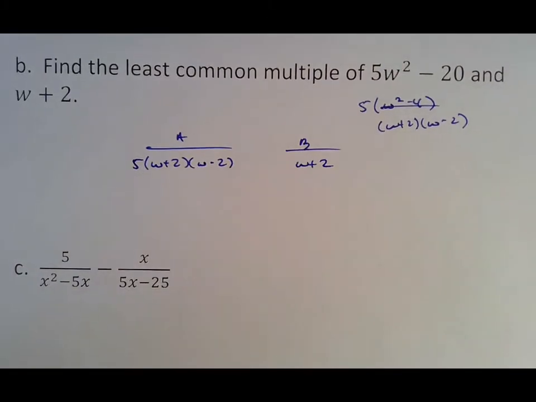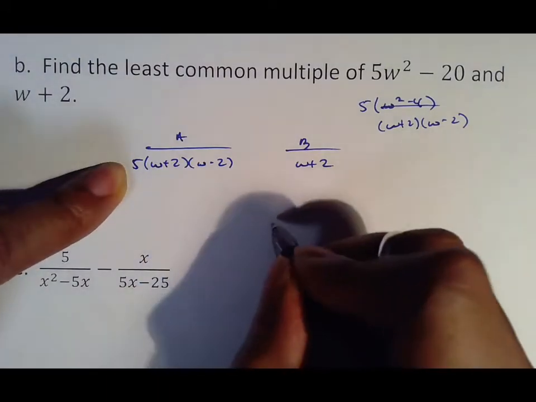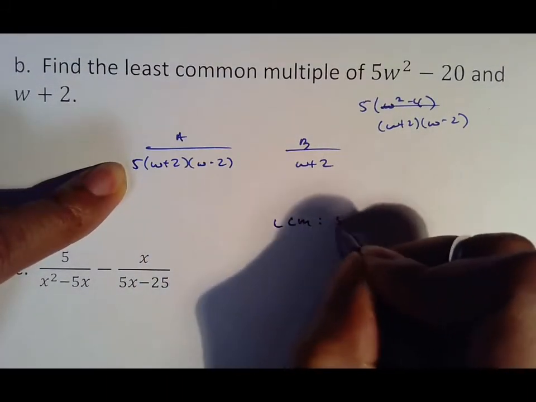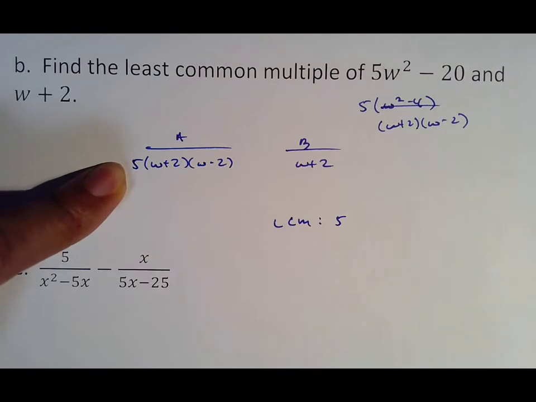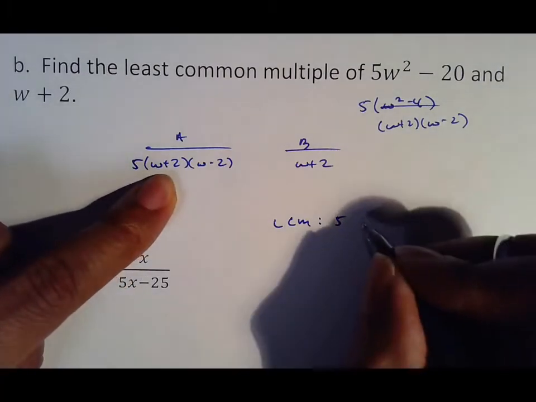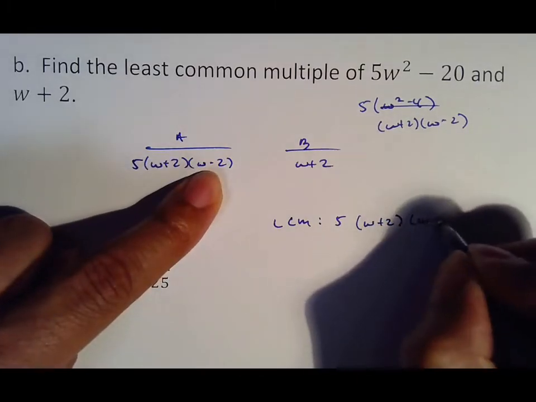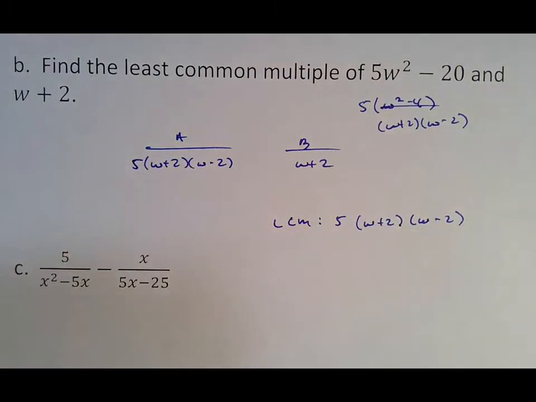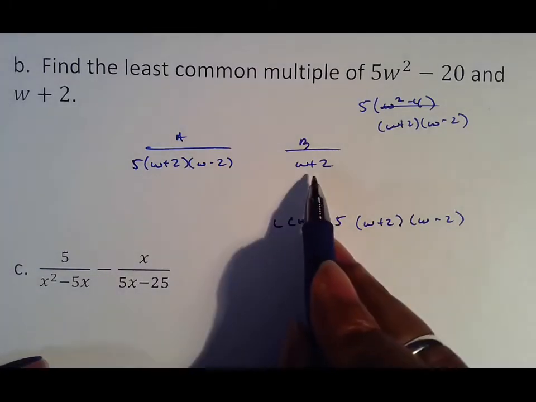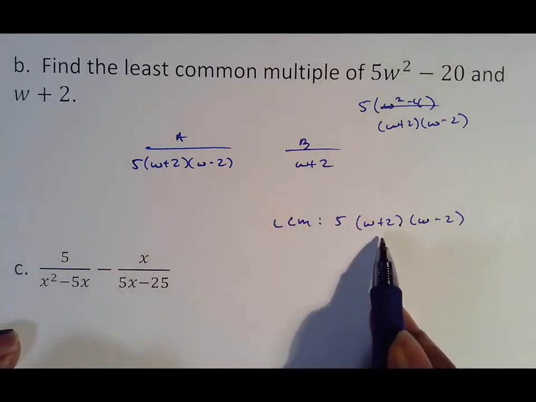Now here is the rule with your least common denominator, or least common multiple. You have to have room for everything that one fraction can give you. Here's what I mean. This fraction has a 5, which means my LCM must have a 5, or have room for a 5 to be there. This has a w plus 2, so that means I need room for w plus 2. This also has a w minus 2, which means I need to make room for w minus 2. Well, here's the thing. This has a w plus 2, but I already have room for the w plus 2, which means I don't need to write it again.